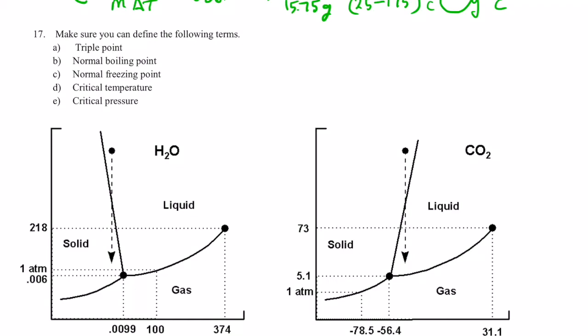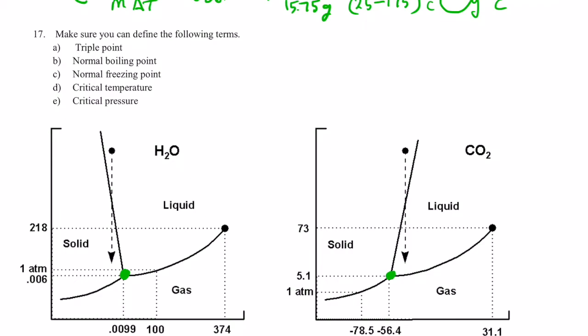One's for water and one's for carbon dioxide. And I want to talk about triple points first. Triple point, remember, is when we have the solid, liquid, and gaseous phase all in equilibrium with each other. So I'm going to highlight that in green for you here. That's the triple point for water. Looks like it's at a temperature of 0.0099 degrees Celsius, pretty close to zero, and a pressure of 0.006 atm. For CO2, there's the triple point. Looks like the temperature is about negative 56 degrees Celsius and a pressure of about 5 atmospheres.